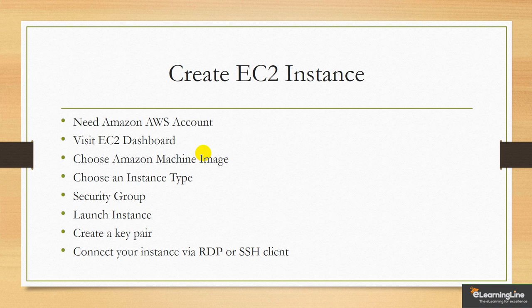The first is an AWS account, visit the EC2 dashboard, choose the AMI, choose the instance type, security group, launch instance, and that's it. You can connect to it remotely.